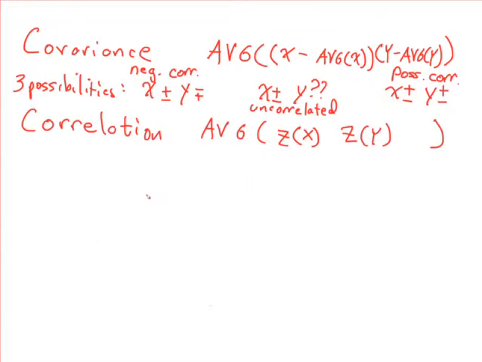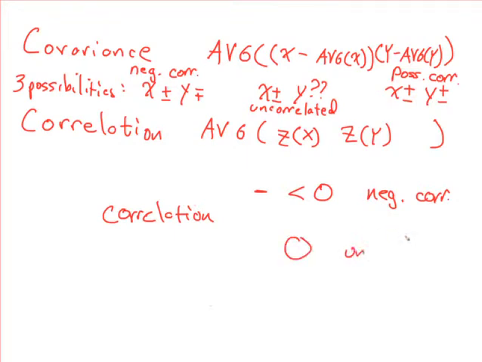But the reason it's useful is that if we look at the correlation and we get a negative number, something less than 0, then we know it's negatively correlated. So that means x goes up, y goes down, or vice versa. If we get a value that's 0, then it's uncorrelated. And so that means knowing something about x is useless for y. If you think about it, does that matter for data mining?